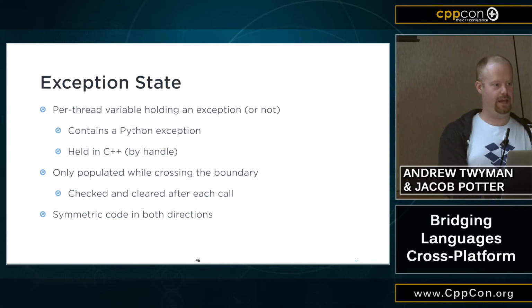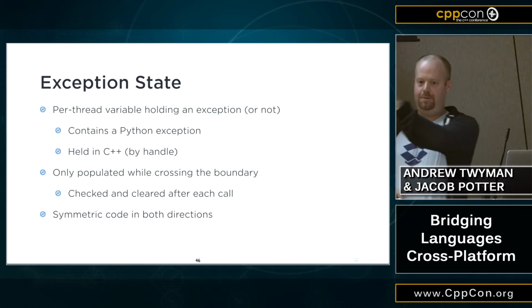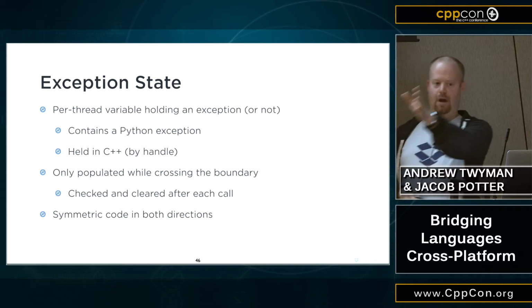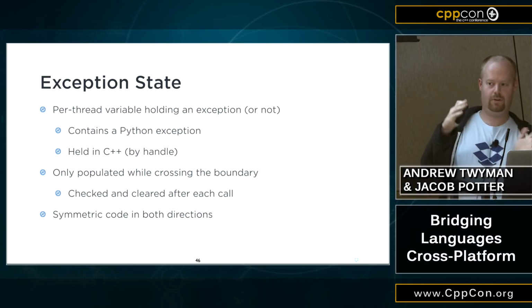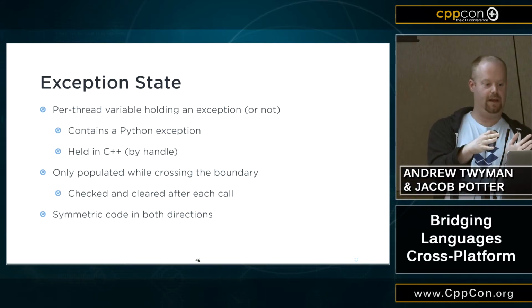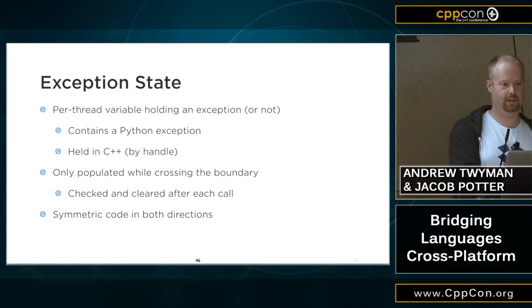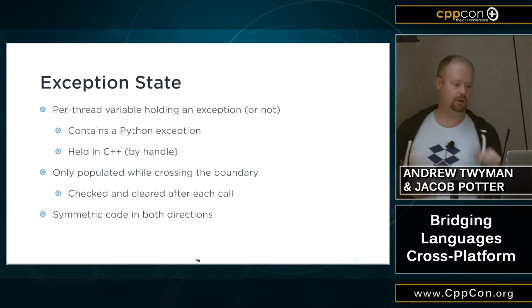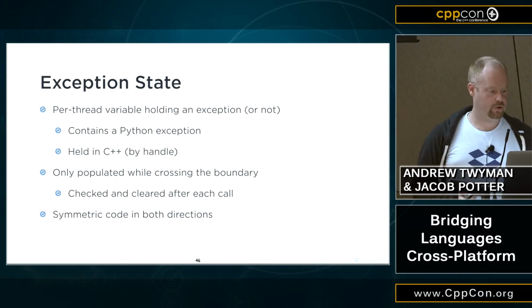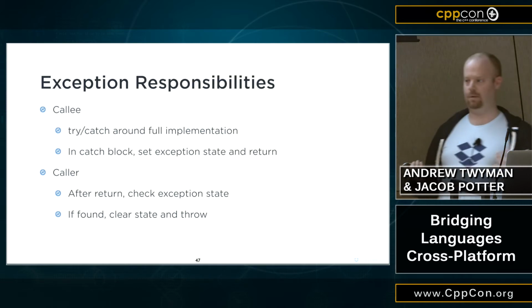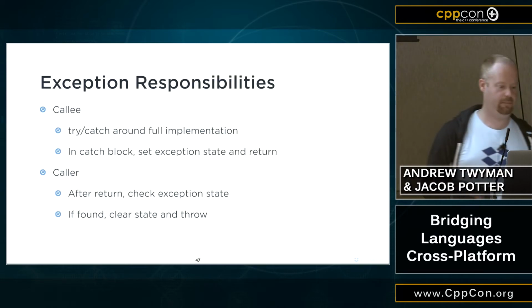meaning a function call happened from language A to language B, threw an exception, and we got to propagate it back to language A. Only during that time do we set the exception into this state. And then when we get back to the original language, we immediately want to check the state and clear it as we throw the exception. The code you need to do so in both directions is symmetric. It's not identical because it's different languages, but it does roughly the same thing.